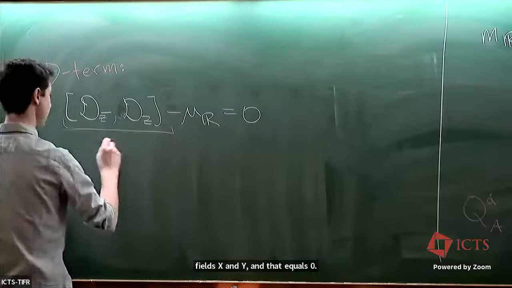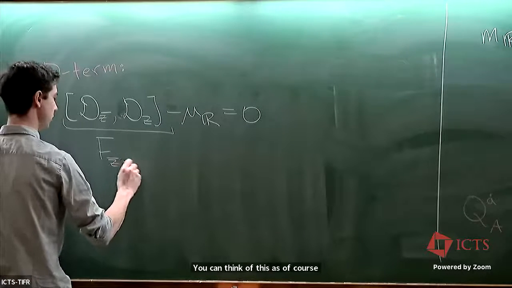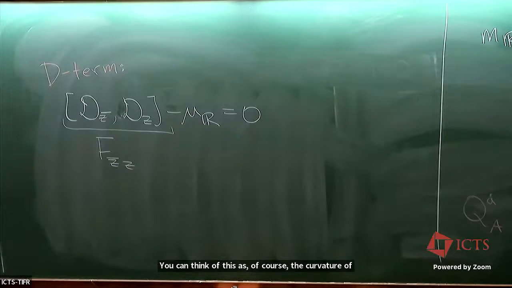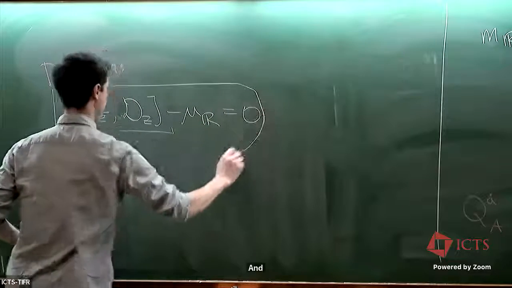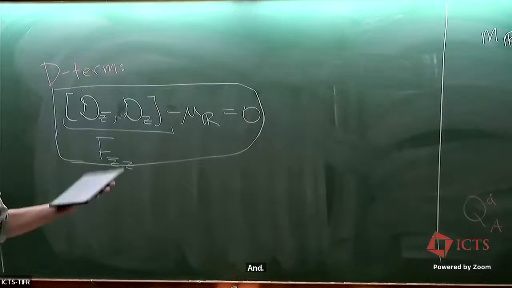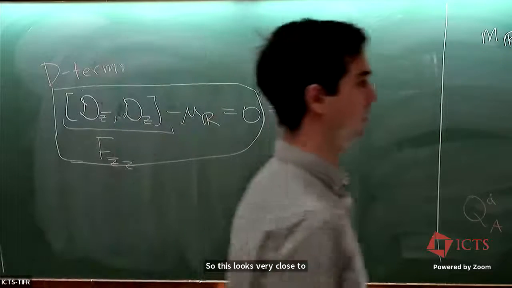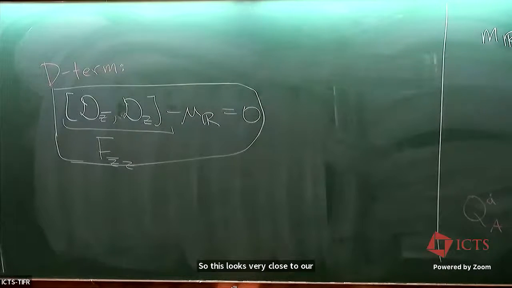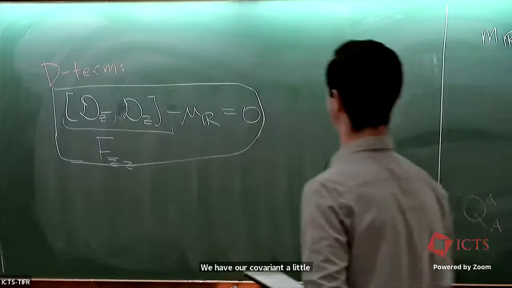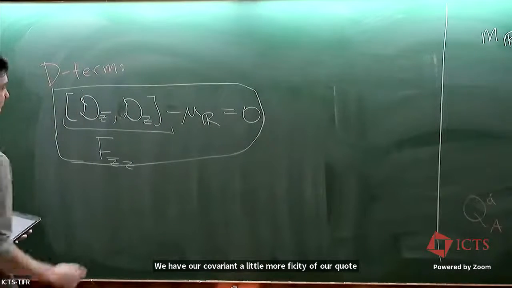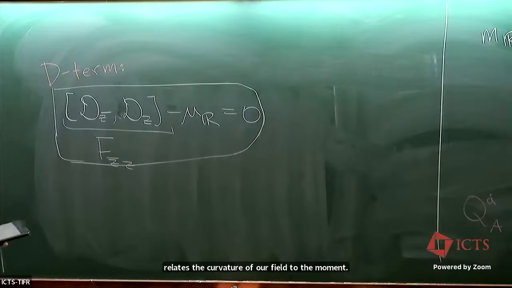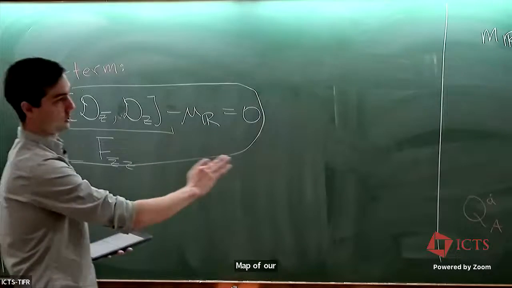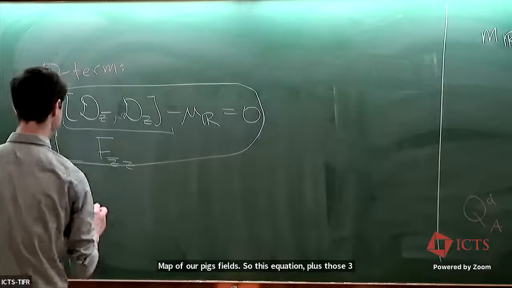You can think of this as, of course, the curvature of our connection in the z plane. And so this looks very close to our vortex equations. We have our covariant holomorphicity of our quote unquote Higgs fields. And we have something that relates the curvature of our field to the moment map of our Higgs fields. So this equation plus those three over there are what I'll call the generalized vortex equations.